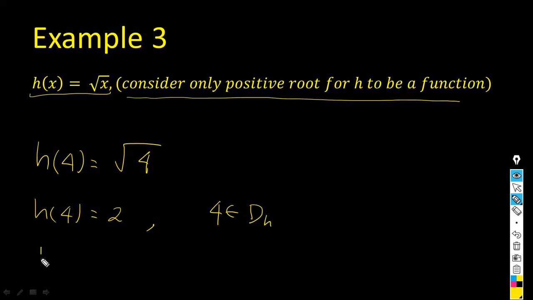Now what about evaluating h in 9? That would be the square root of 9, which is 3, which is also a good real number, a simple answer. And so we say that 9 is part of the domain of h. Why? Because we could evaluate the function h in 9 and it produced a well-defined output.